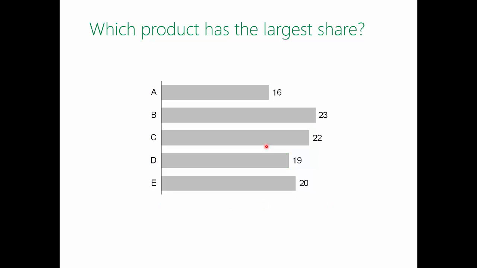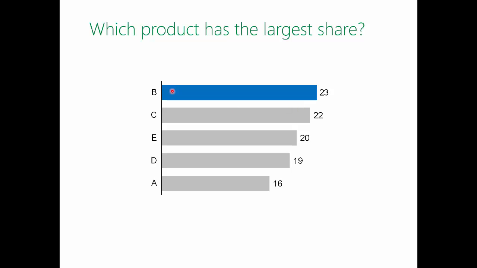So it's much better to integrate the labels and display the actual values on the chart. And in this case, for example, if we ask which product has the largest share, it would also be much more meaningful to sort the chart by the value. So, of course, now I see that product B is the largest. I can also see which one is the third and what its value is, and so on.